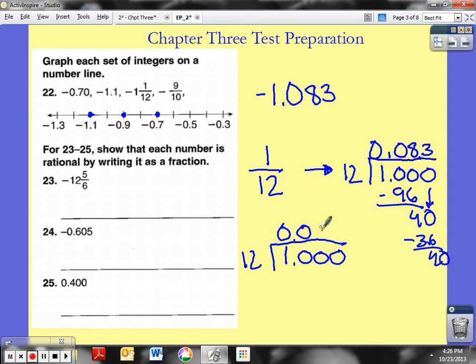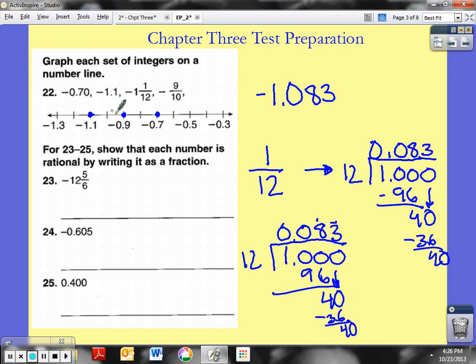12 goes into 100. Did I say 8 times? 8 times 2 is 16. There's 1. 8 times 1 is 8 plus 1 is 9. 96. Subtract, that's 4. Bring down the 0. That gives me 3. That's 36. It looks like this is just going to repeat. So it's a rational number because it repeats.